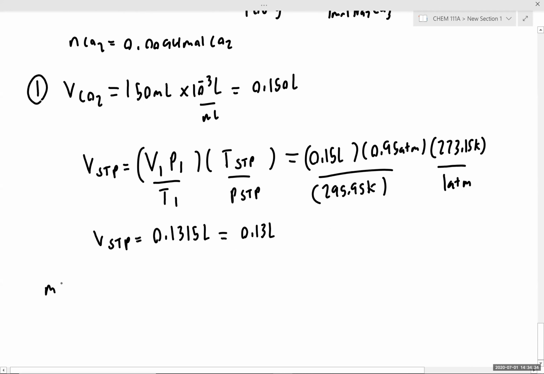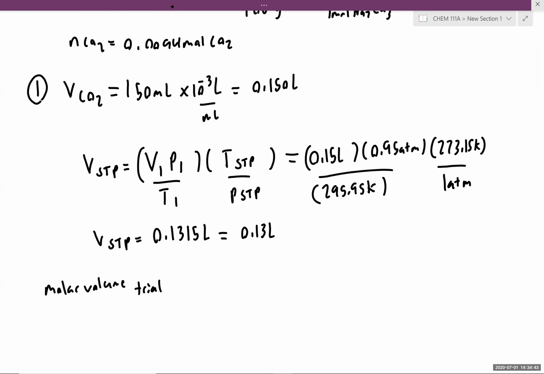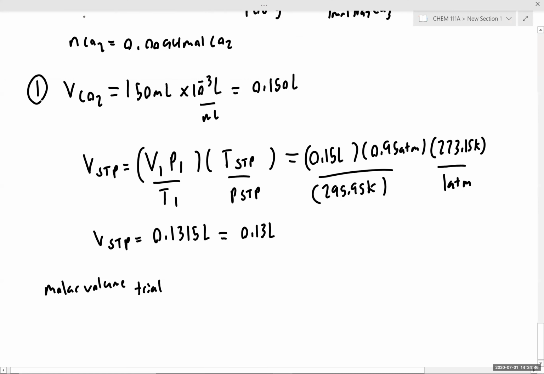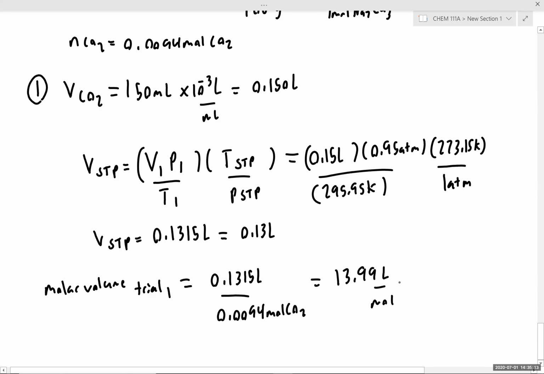Now to calculate the molar volume from trial 1, we take the volume, which is 0.1315 liters, over the moles, which is 0.0094 moles of carbon dioxide, which in turn gives us a molar volume of 13.99 liter per mole, which we round to 14 liter per mole.